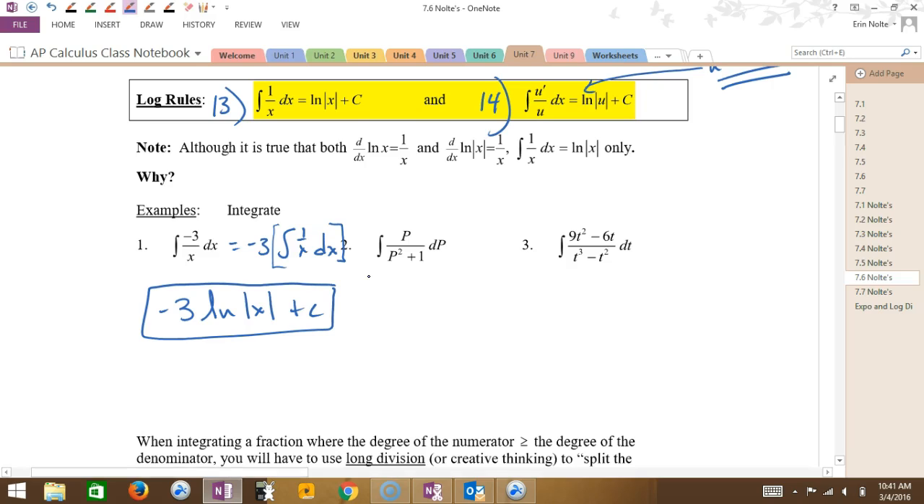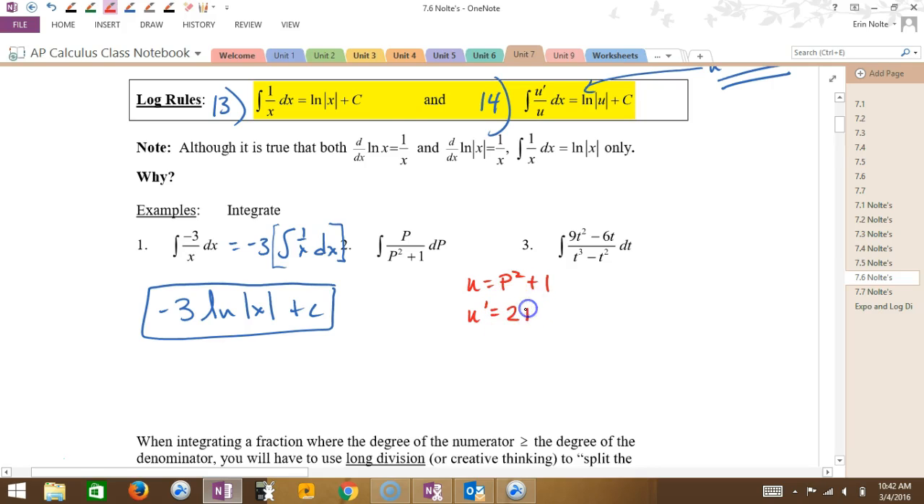Number 2. That one was so easy, so let's do a harder one. Which rule are we going to use, number 13 or number 14? Definitely number 14, right? It's definitely more complicated than 1 over x. I'm going to start by identifying what my u is. The u simply comes from the denominator, so in this case my u is p squared plus 1. So I'm going to start by deriving that. What is the derivative of p squared plus 1?